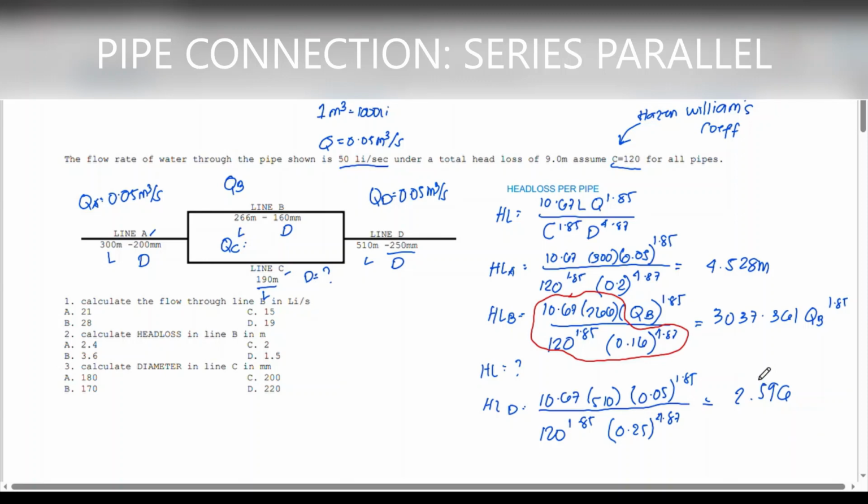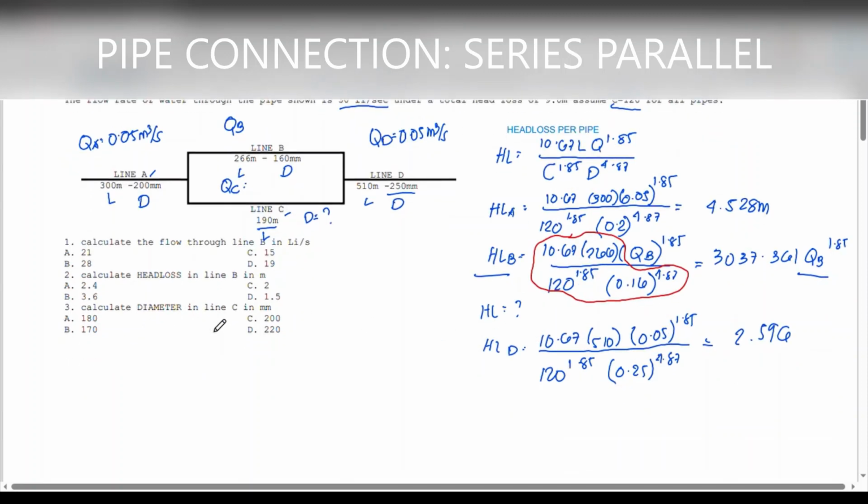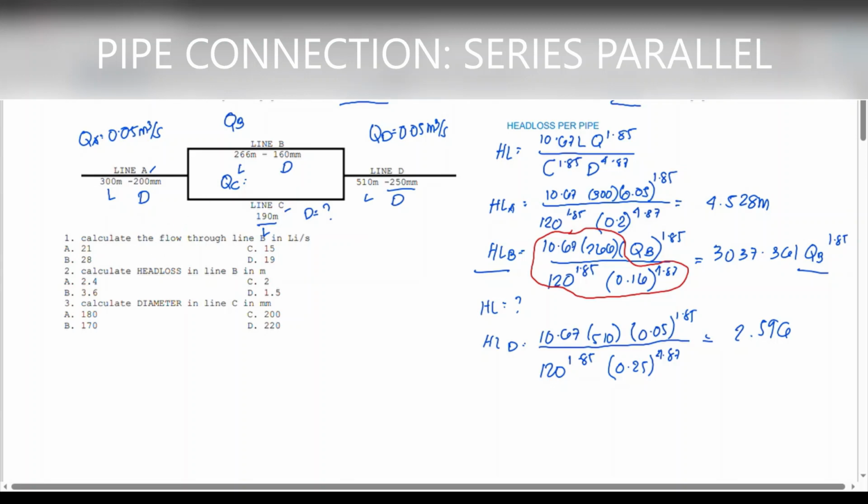Now, question number one is to calculate the flow through line B in liters per second. We can actually find that if we have a value for our head loss at B. Now that is question number two. For us to identify the answer for question number one, we still have to identify the answer for item number two. So we'll proceed with item number two, which is the head loss at B.